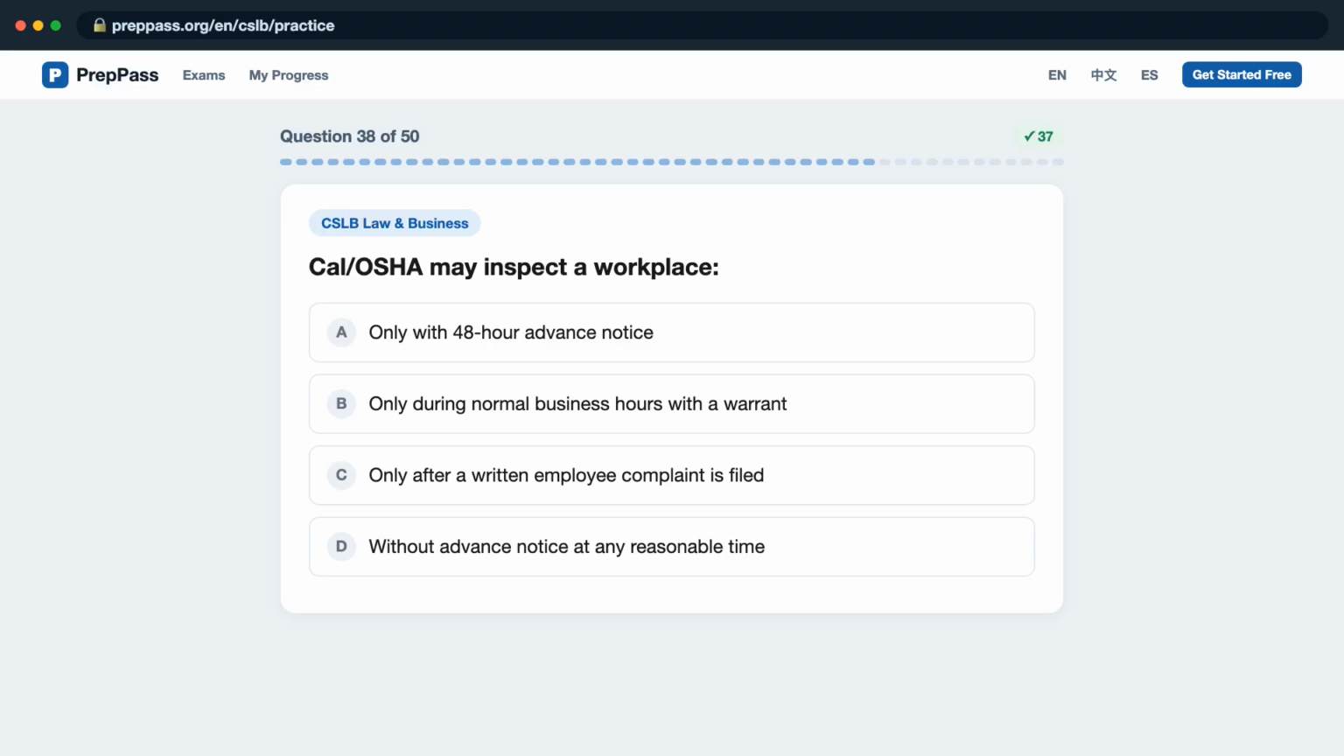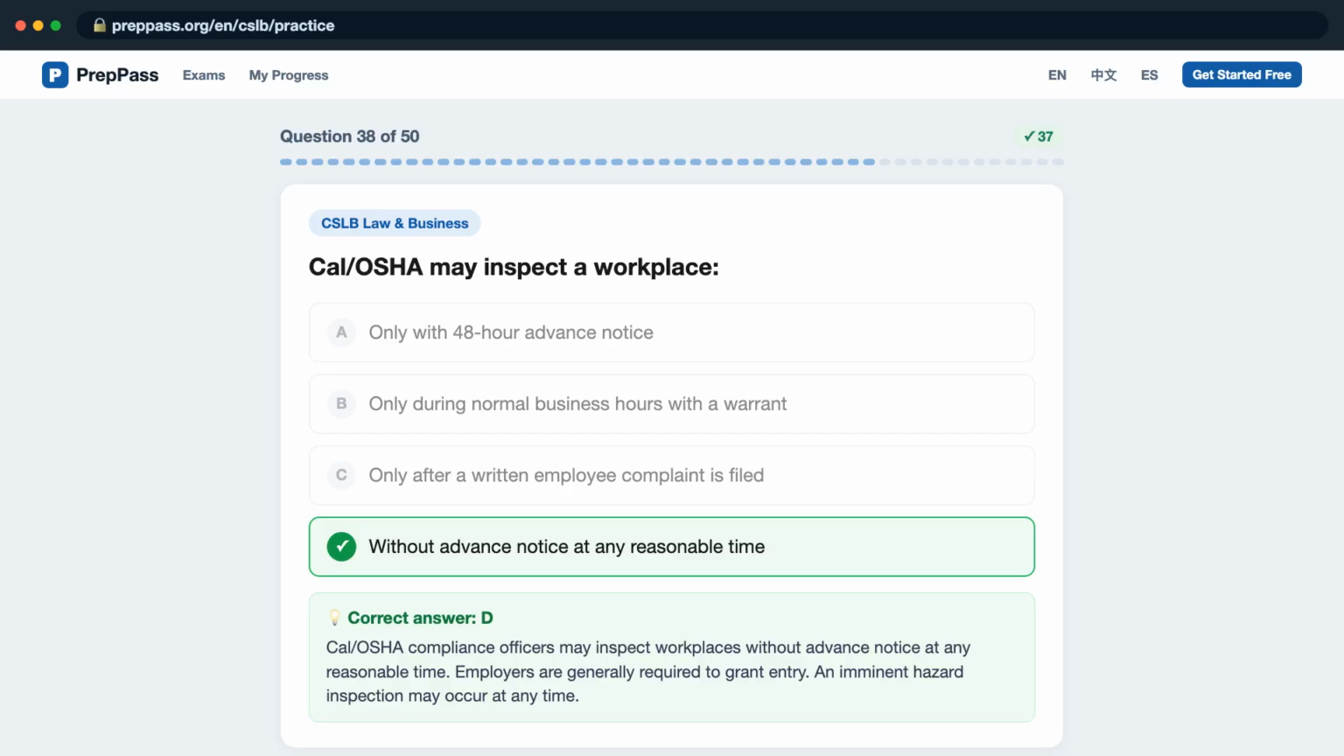Question 38. Cal/OSHA may inspect a workplace. Is it A, only with 48-hour advance notice? B, only during normal business hours with a warrant? C, only after a written employee complaint is filed? D, without advance notice at any reasonable time? The correct answer is D. Cal/OSHA compliance officers may inspect workplaces without advance notice at any reasonable time. Employers are generally required to grant entry. An imminent hazard inspection may occur at any time.